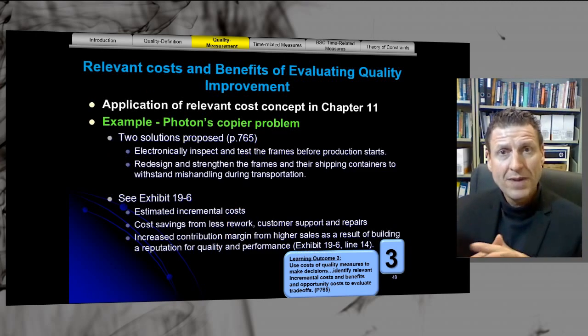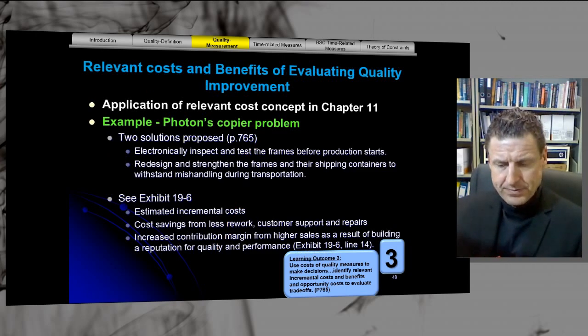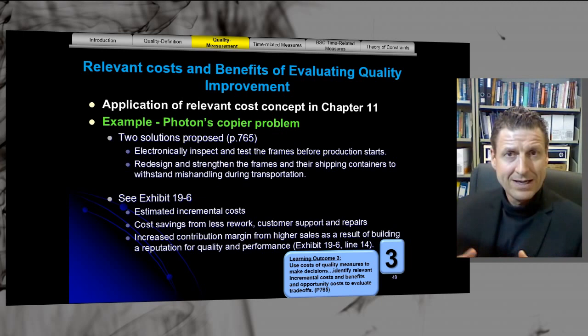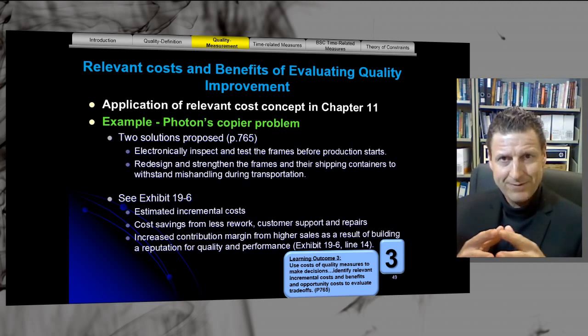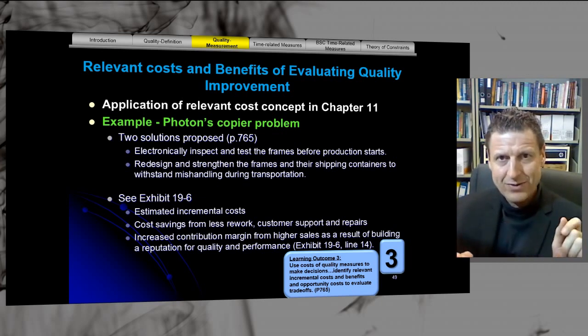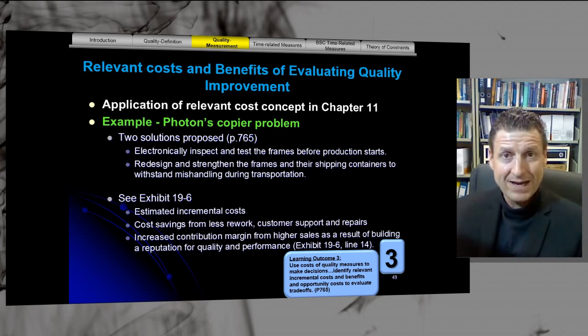We want to, in this section, paint the picture like Photon has a copier problem. There are defects, and we've decided through the Pareto diagram that there is one defect that is occupying most of the defects that are found. One type of defect, yes.